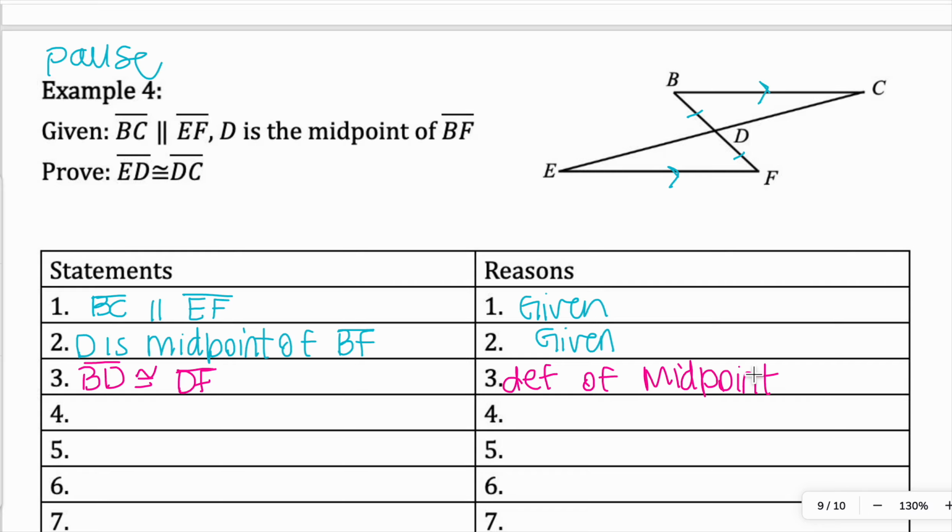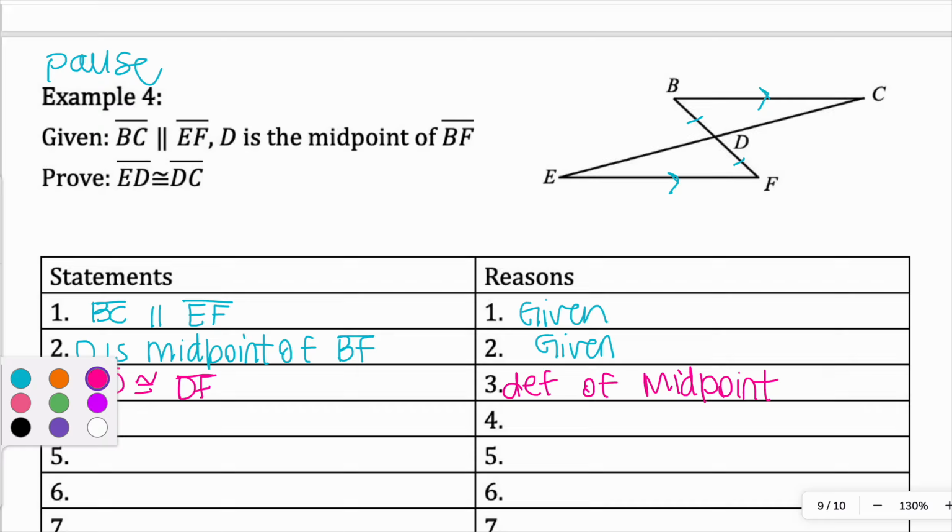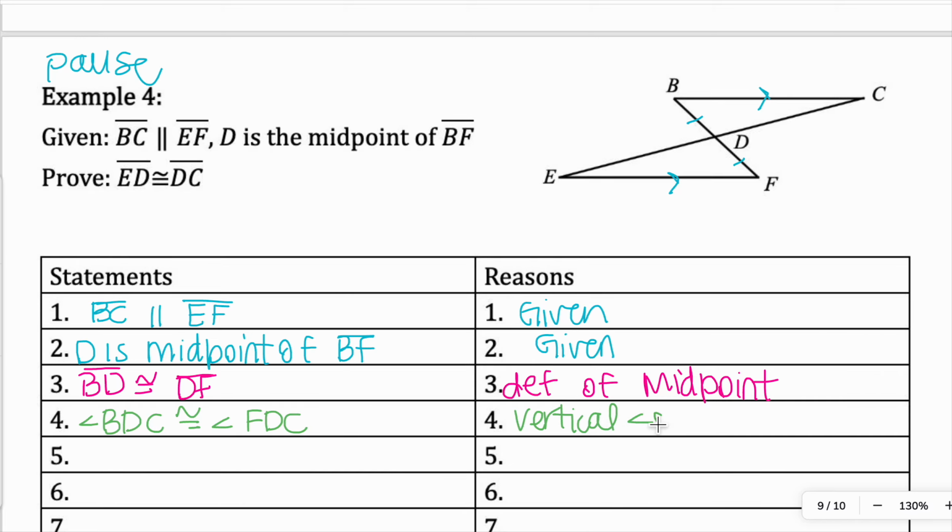Okay. The next thing I see, I'm seeing some vertical angles. So I'm going to say angle BDC is congruent to angle FDC, so that vertical angles are congruent. Okay, so again here, these two.